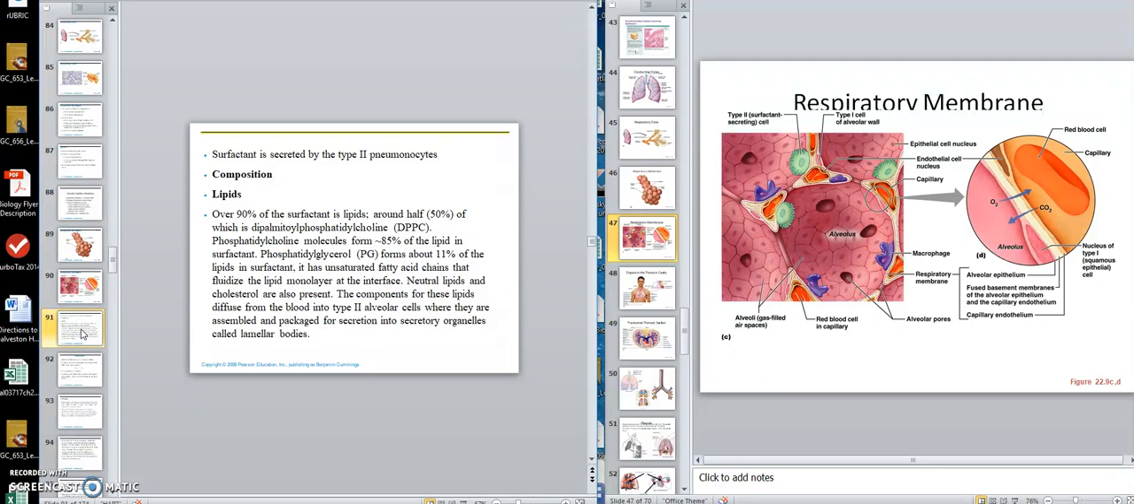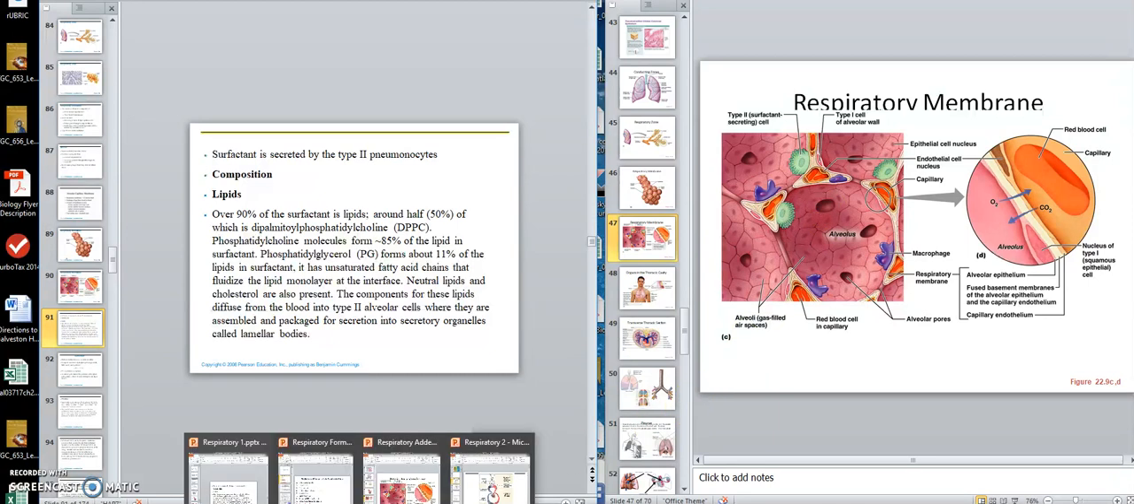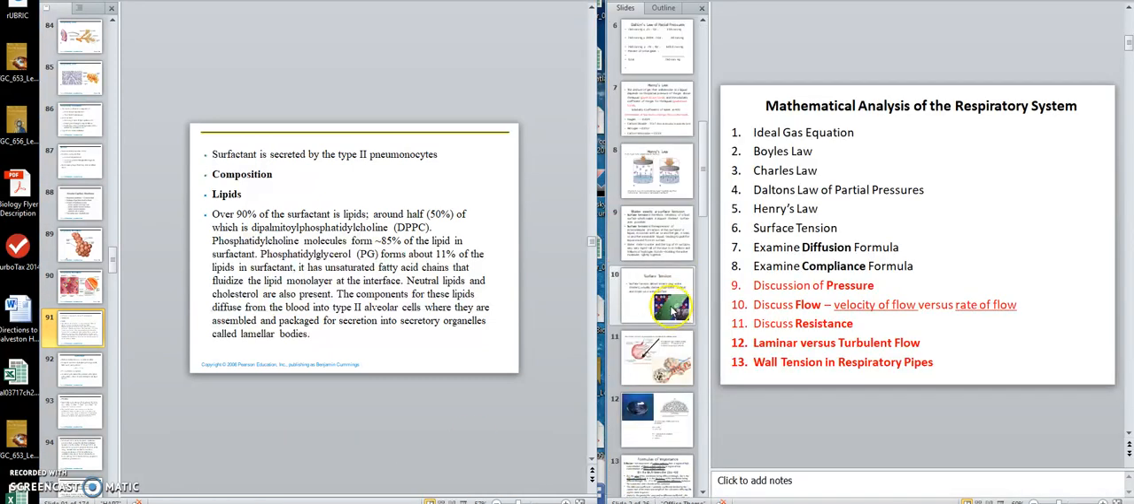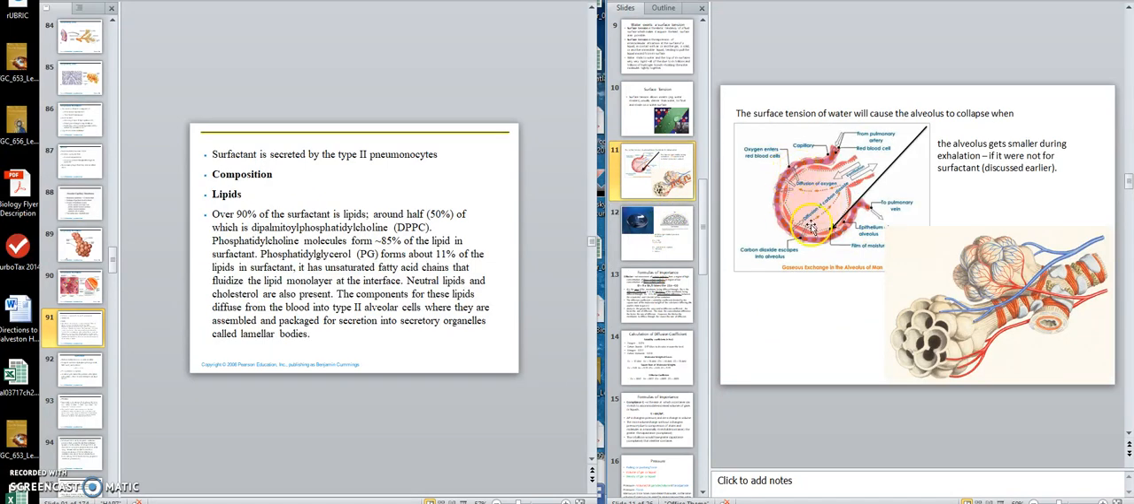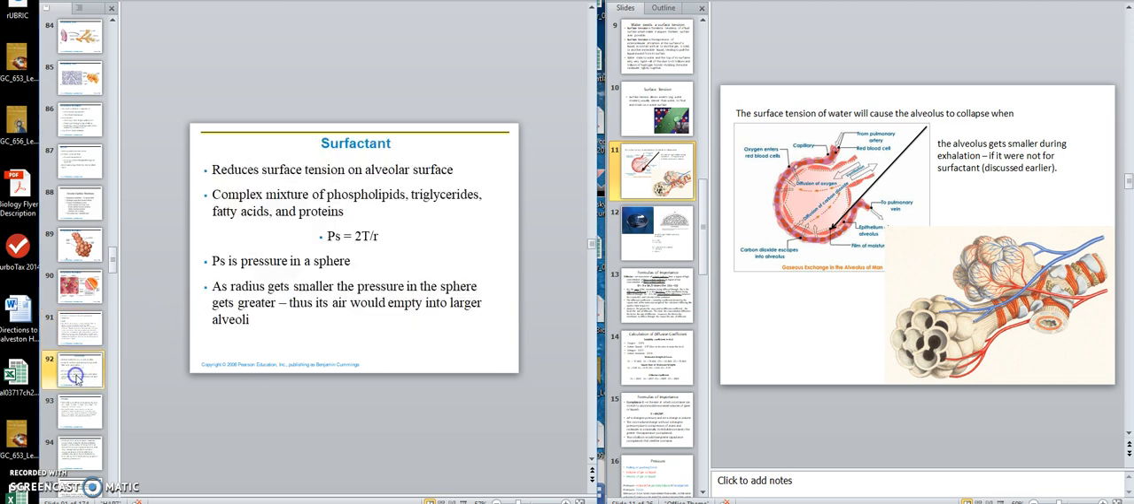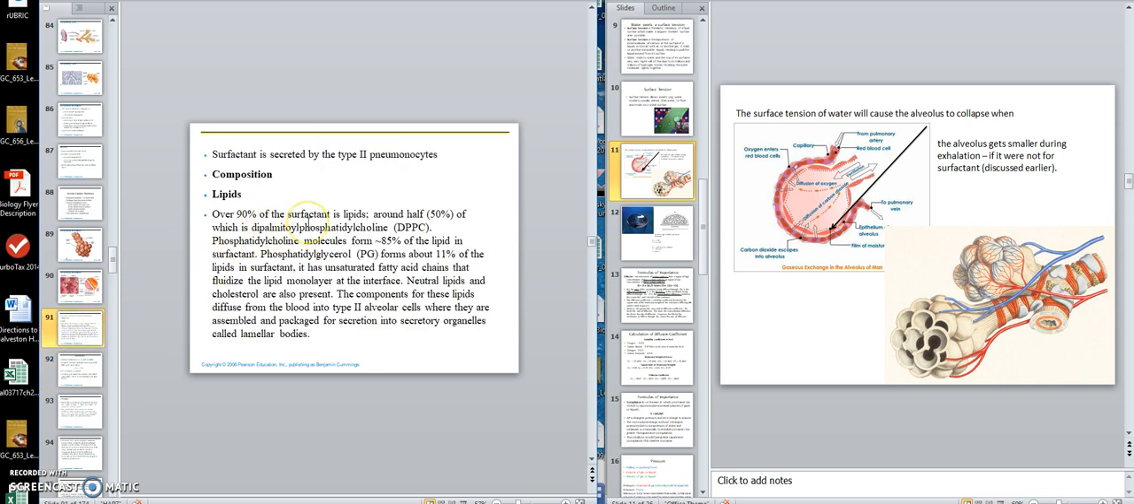Now recall what we said is that when you exhale, remember we had that in the respiratory formulas. Let's go back. When you exhale, these get smaller, and the surface tension starts to increase and collapse. So what the type 2 pneumatocytes do is secrete something called surfactant. Surfactant is made up of lipid and protein. What the lipid does, the lipids are amphipathic, which means they like water and they like lipid. So what you have are phospholipids on the surface.